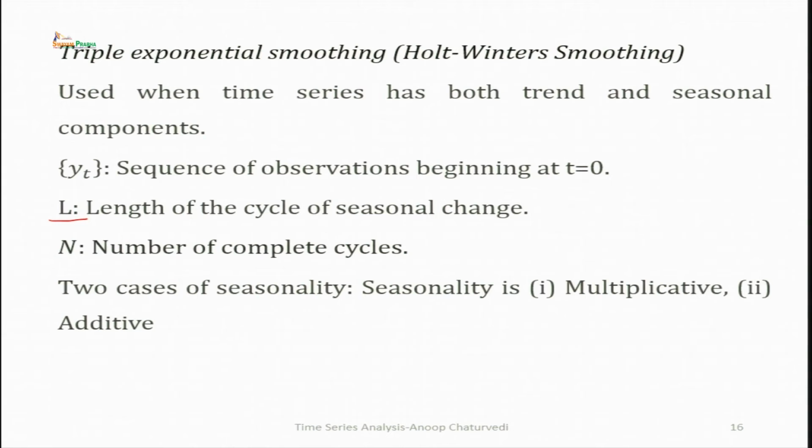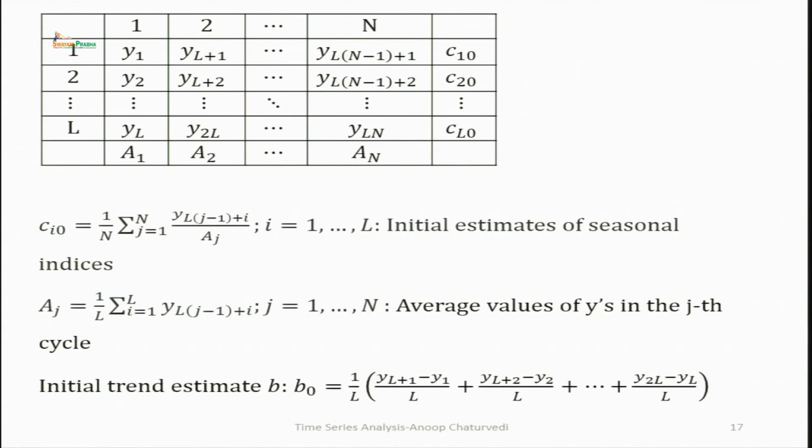Now, suppose L is the length of the cycle and capital N is the number of complete cycles, then how many observations do you have? Small n is equal to capital N into L. This is the total number of observations. So, we arrange the observations in such a table.